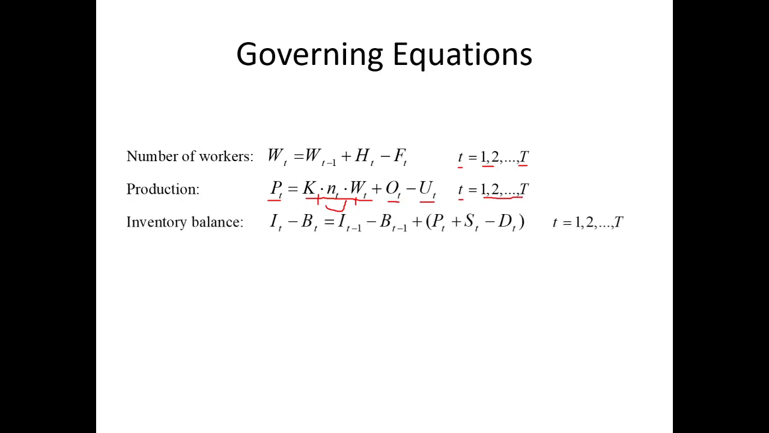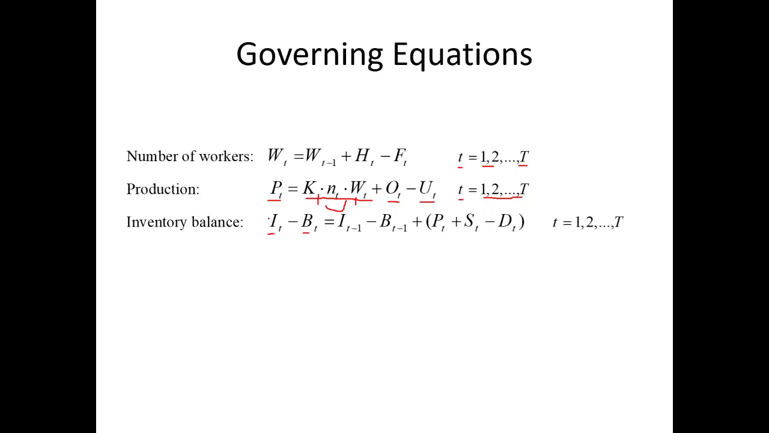The third equation is called the inventory balance equation, and as you can see here, we already discussed it in the previous lecture. I sub T is the inventory at the end of period T. B sub T is the backlogged quantity, in the number of aggregate units, of course, at the end of period T. The difference between both values, and remember, all variables in our model should always be non-negative.